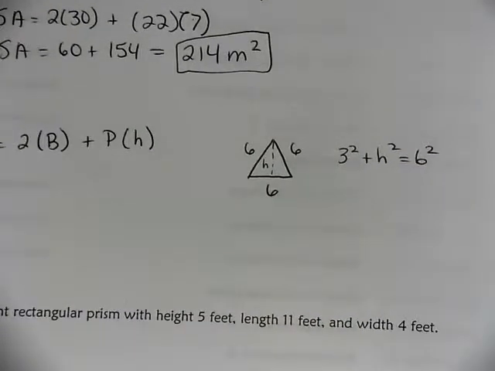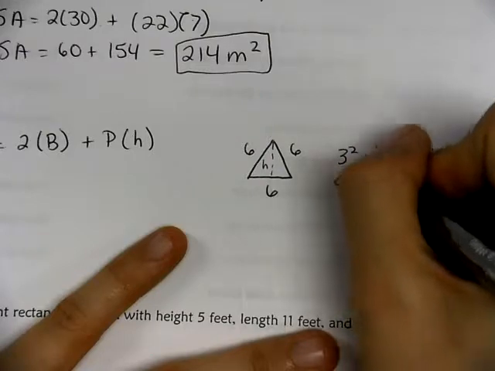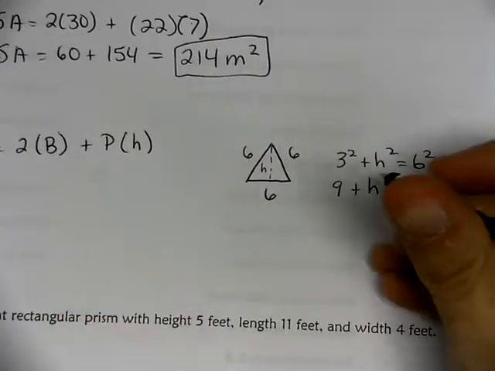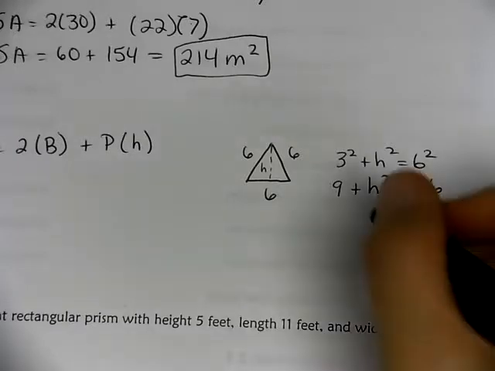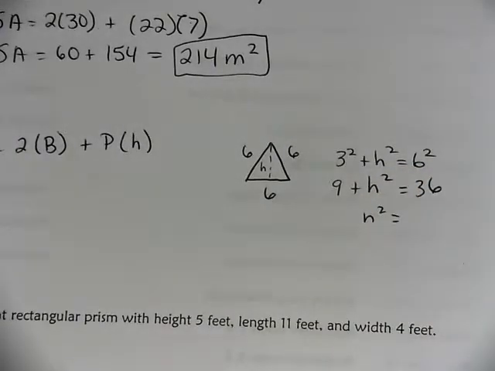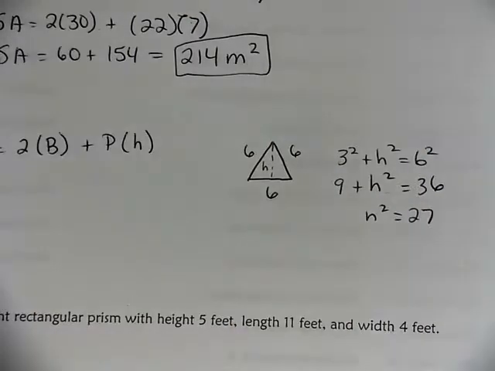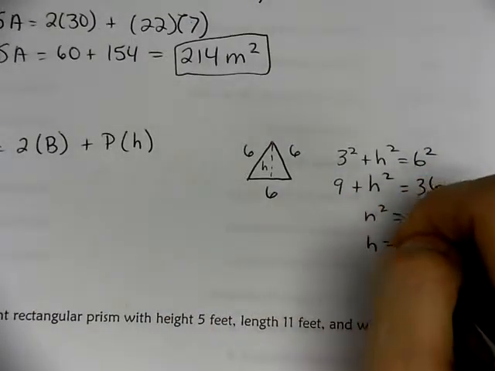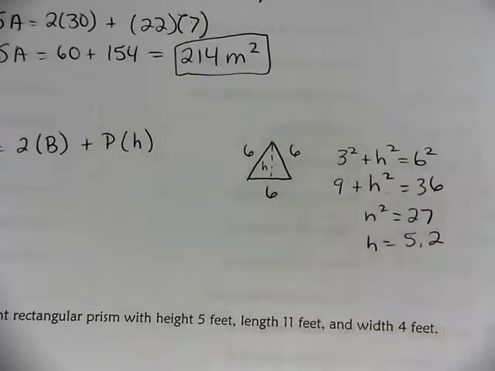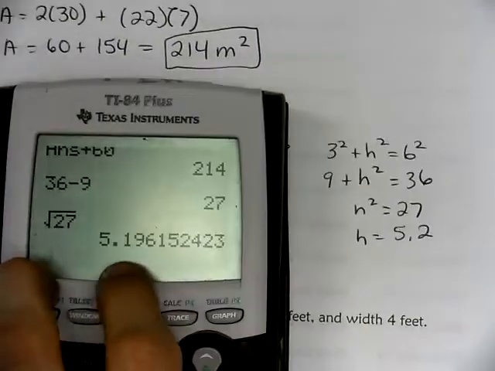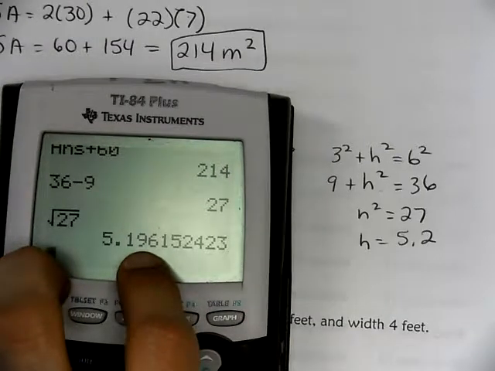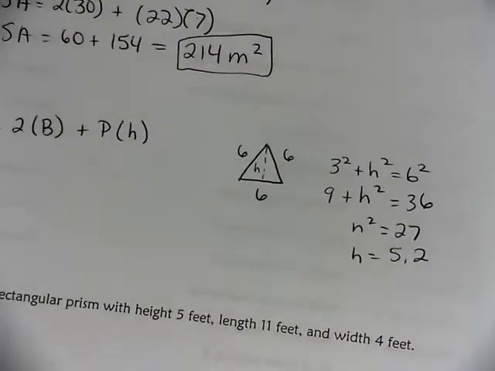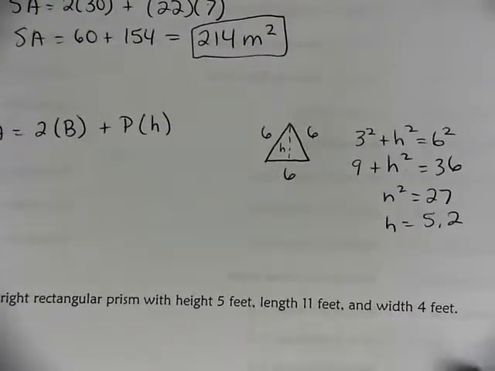Now I'll tell you, again, we're going to try and keep it easy. This is a harder one on the notes. A lot of times I'll just give you the base and height and hypotenuse, you won't have to worry about it. So 9, 36, 27, 5.2, because it's 5.196. So we're going to do 5.2. Okay, so the area of this.